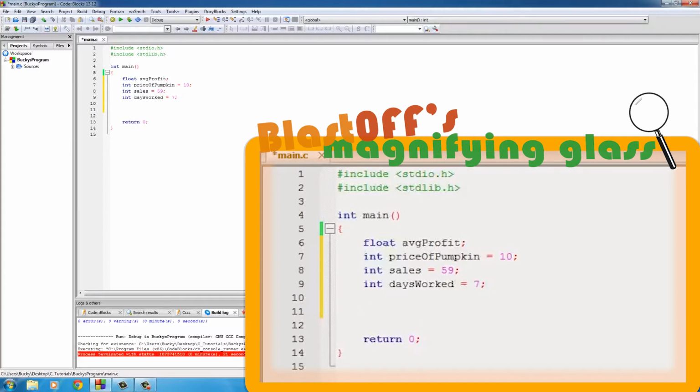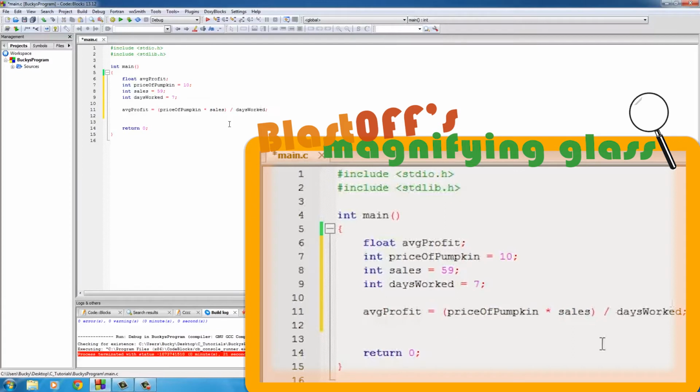So you might think, okay, I know how to do this, I don't even need to watch the tutorial. What you do is take the price of a pumpkin and multiply it by sales, and that gives you the total amount of money you made. Then I'm going to divide this by days worked, and that would give me the average amount of money I made per day. It looks pretty good right now, so let's see what happens.